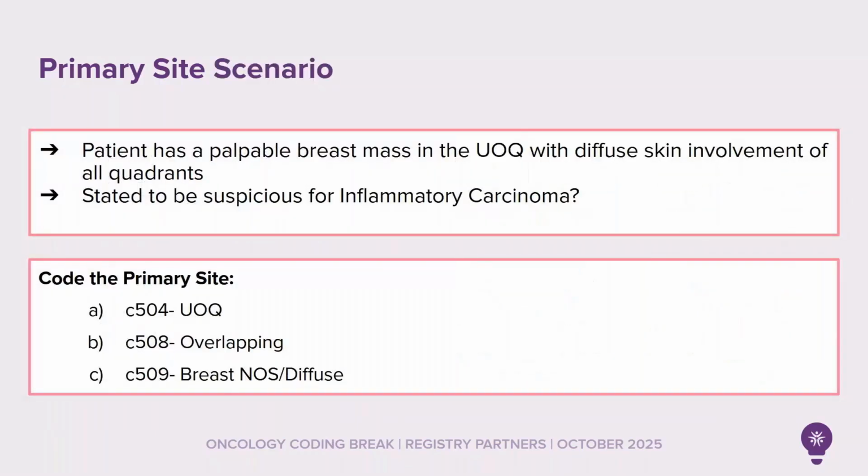Okay, here's our first primary site scenario. The patient has a palpable breast mass located in the upper outer quadrant with diffuse involvement of all quadrants stated to be suspicious for inflammatory carcinoma. How would we code the primary site?